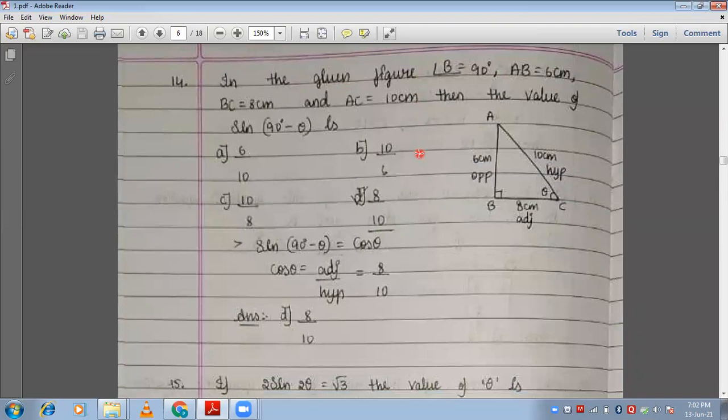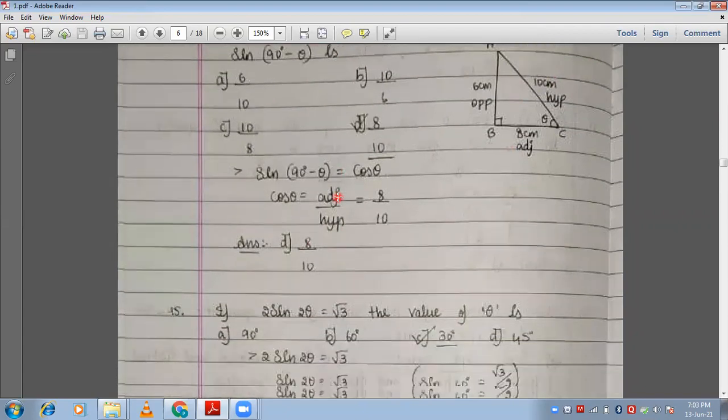Next. In the given figure, angle B is equal to 90 degrees. AB is equal to 6 centimeters. BC is equal to 8 centimeters. AC is equal to 10 centimeters. Then the value of sine (90 minus theta). So apply complementary angles. Sine (90 minus theta) is cos theta. Ratio is adjacent by hypotenuse. Adjacent is 8 and hypotenuse is 10. So which option is right? Option D is correct.